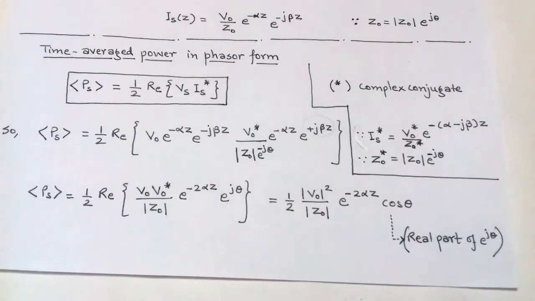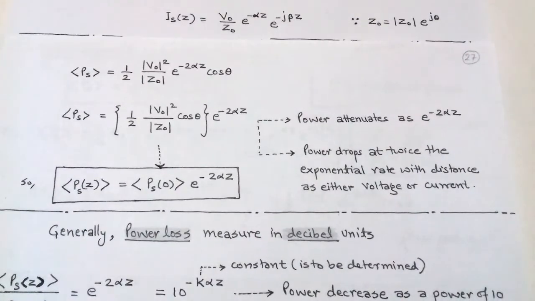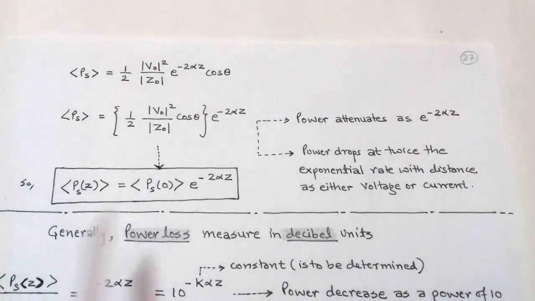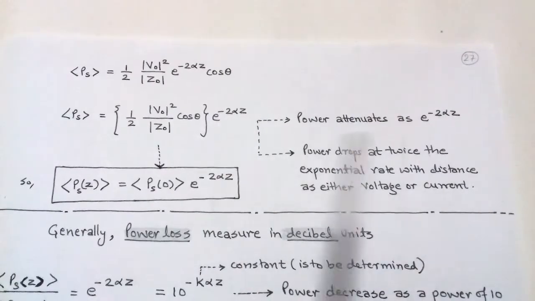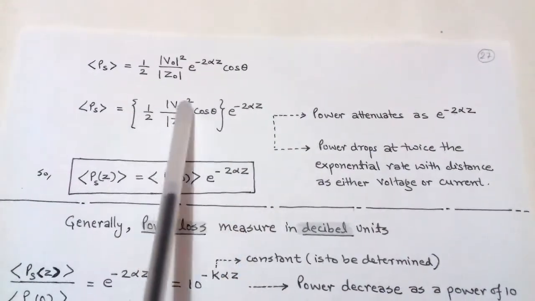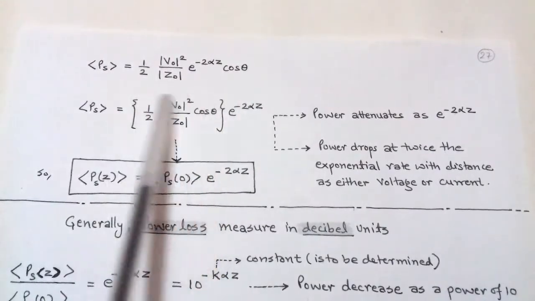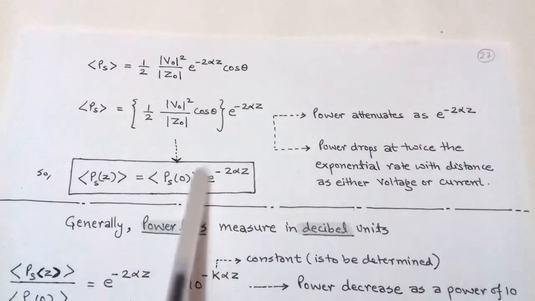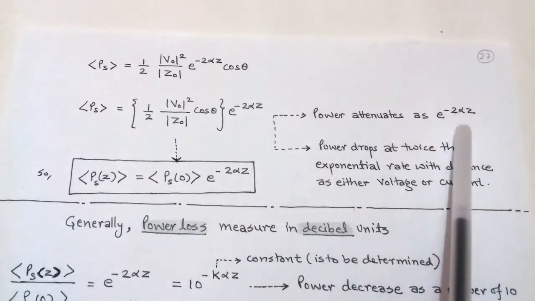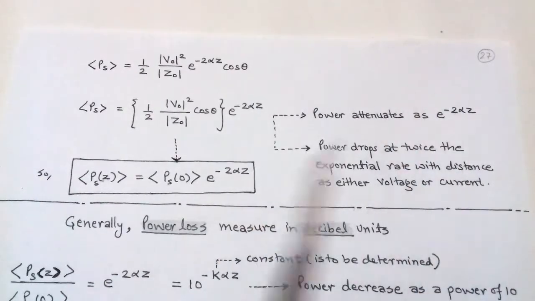So in this way we can get a time average power in phasor form. And here we see that this power attenuates by a factor of e to the power minus 2 alpha z, because 1 upon 2 mod of V naught squared upon mod of Z naught cos theta is a constant term, and this constant term represents the amplitude of the power, and this amplitude of the power is attenuated by a factor e to the power minus 2 alpha z, because here alpha is called the attenuation constant.